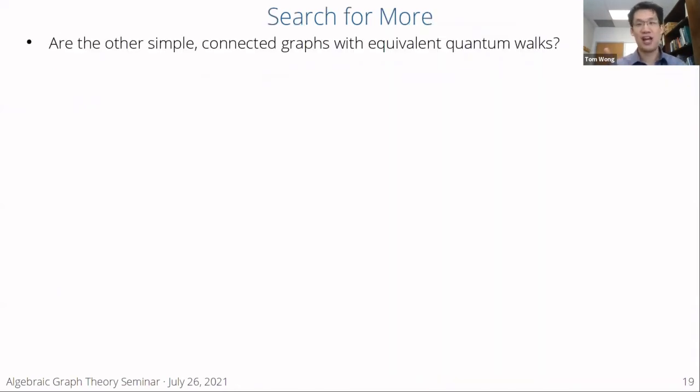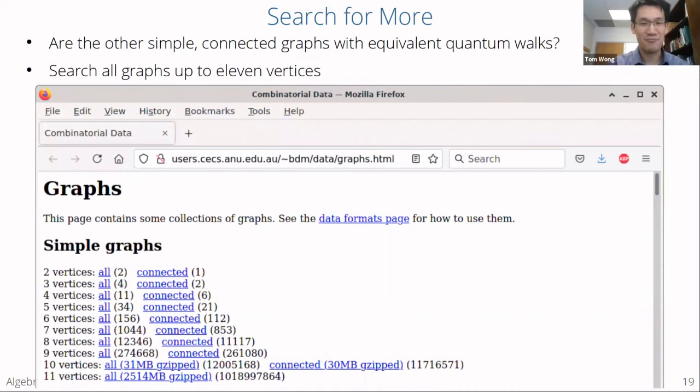So if we know there's one graph that Josh gave me with 6 vertices, we basically ask, are there other irregular graphs where we have these equivalent quantum walks? And so we decided to search for more. And so I decided to search for all graphs up to 11 vertices. And that's because all the graphs are available on Brendan McKay's website. And so basically you can download a list of all connected graphs up to 11 vertices.